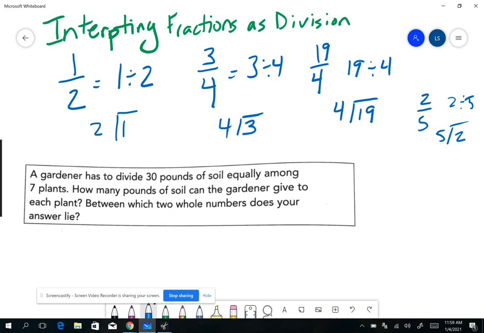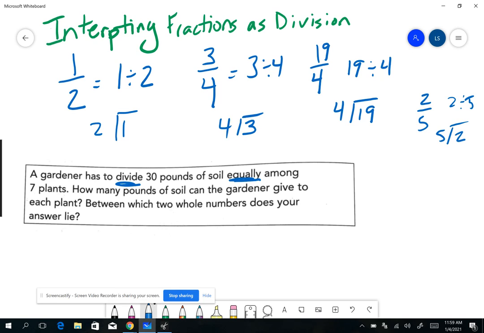A gardener has to divide 30 pounds of soil equally. So he's dividing equally. He's putting into equal groups. He's doing that among 7 plants. So he has 7 plants that he needs to put all this 30 pounds of soil with. How many pounds of soil can the gardener give to each plant? So we know we are sharing it equally.